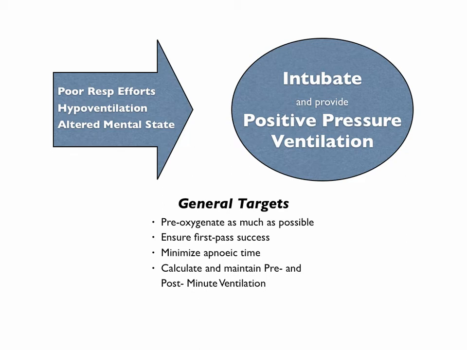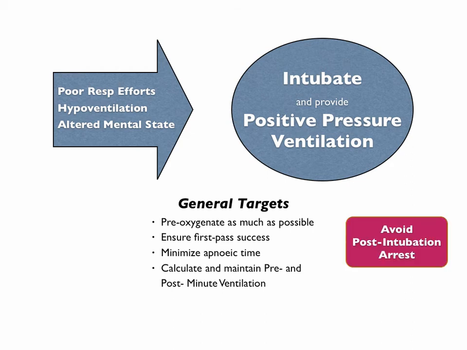Therefore, as a general target, if we were to provide positive pressure ventilation, we must pre-oxygenate as much as possible. We must ensure everything is well done to ensure high first pass success, to minimize apneic time, and we must calculate and maintain pre and post minute ventilation as we set ventilatory settings after we have intubated the patient. It is important to address all this properly to avoid the main problem that occurs in these patients, which is post-intubation arrest resulting from severe hypoxemia.